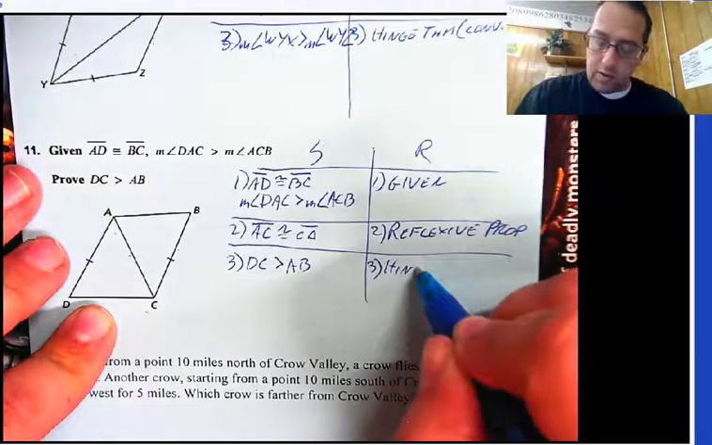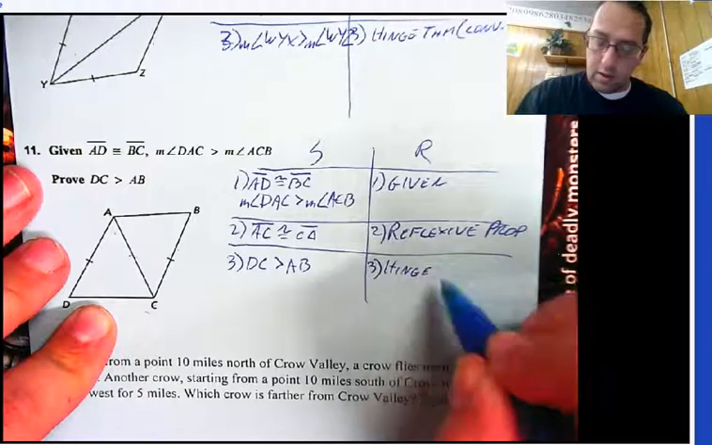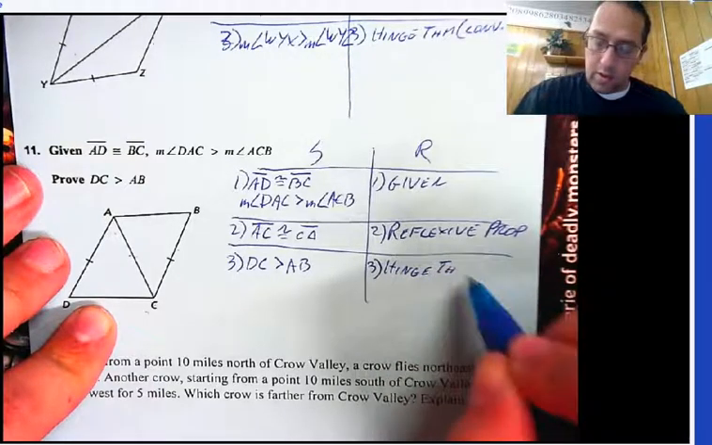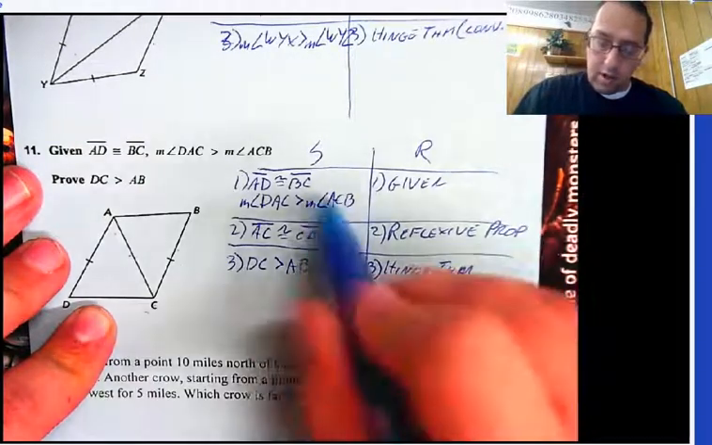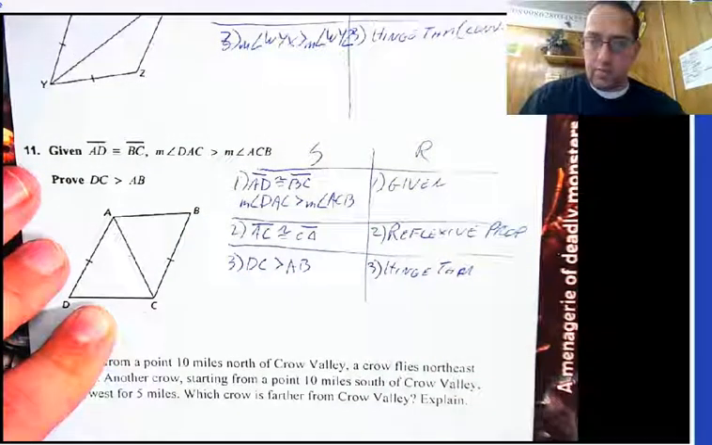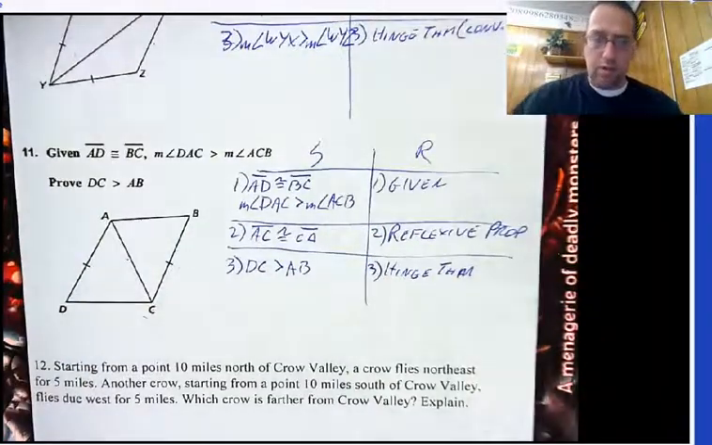Was this the Hinge theorem, or is this the Hinge theorem's converse? Yeah, that's right. This is just the theorem, because we started with the angle. We already had information about the angle, and we made conclusions about the sides. So this is just the Hinge theorem, not the converse.